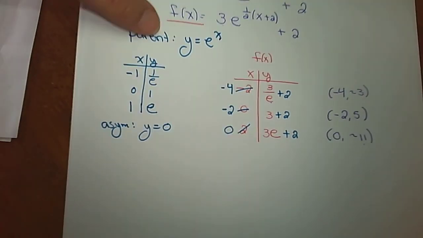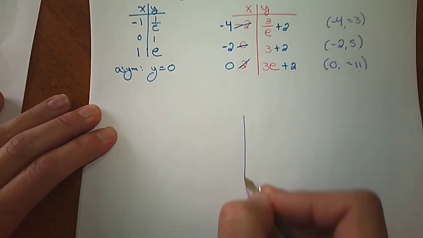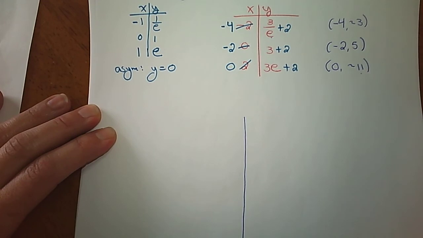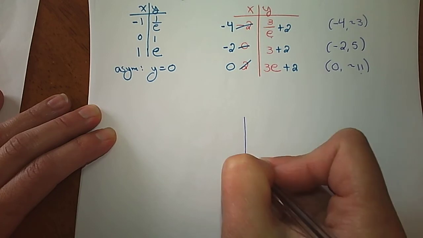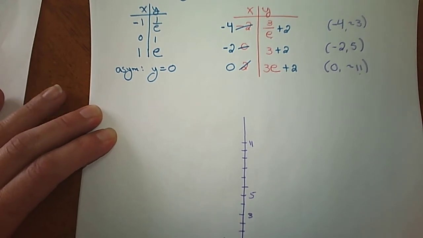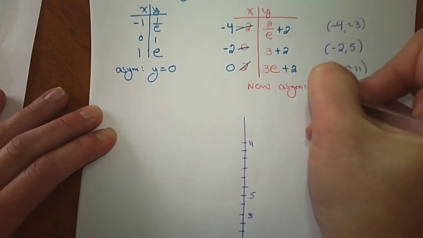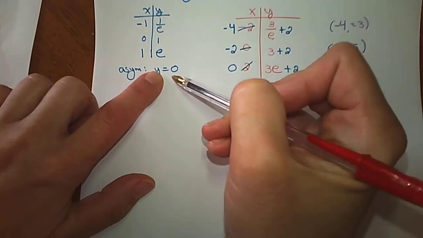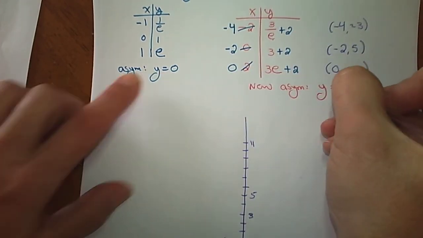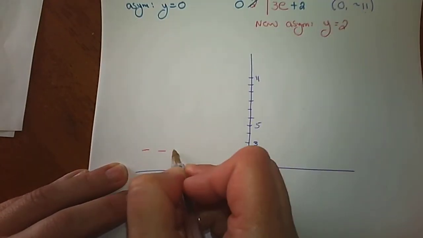So now let's graph this. I need to go up to 11, so it's 1, 2, 3, 4, 5, 6, 7, 8, 9, 10, 11. And over here, I also want to get the new asymptote. Whatever I did with the y, so 3 times 0 is 0, and then added 2, so y equals 2. So y equals 2 is my asymptote.